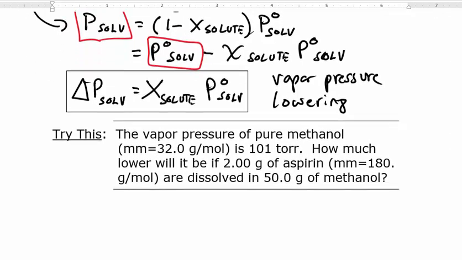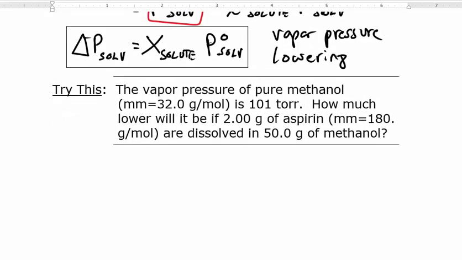Try using that equation to solve the next problem. The vapor pressure of pure methanol, using methanol as a solvent, is 101 torr. How much lower will it be if 2 grams of aspirin are dissolved in 50 grams of methanol?